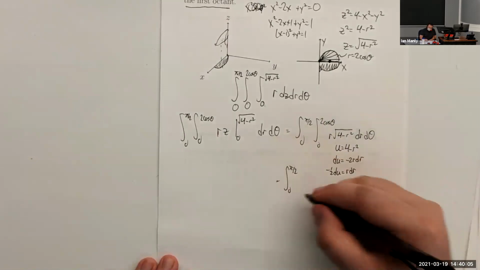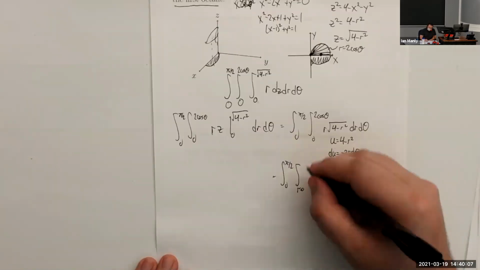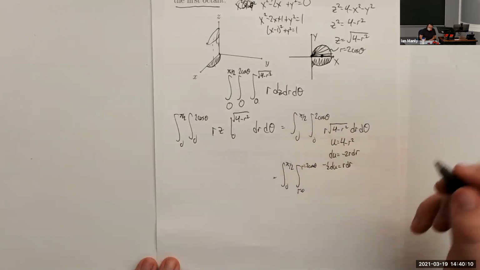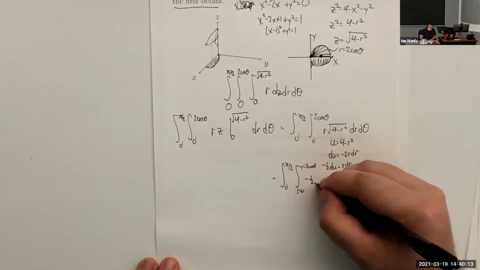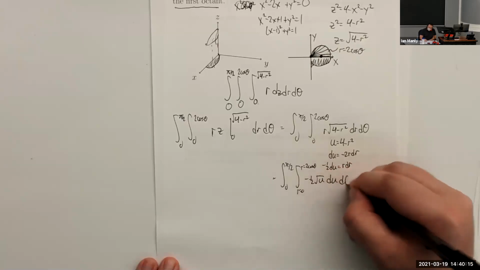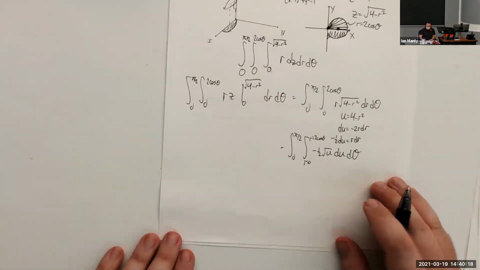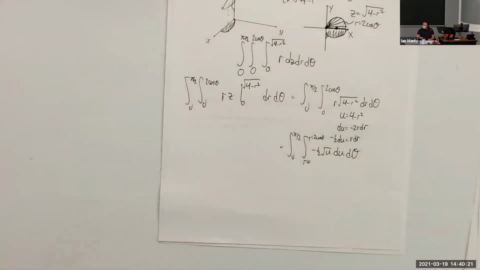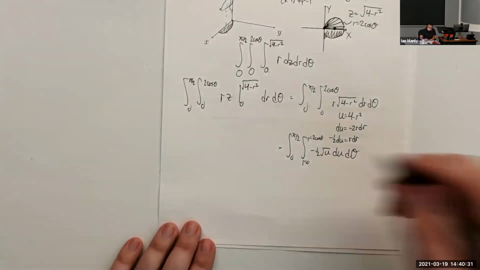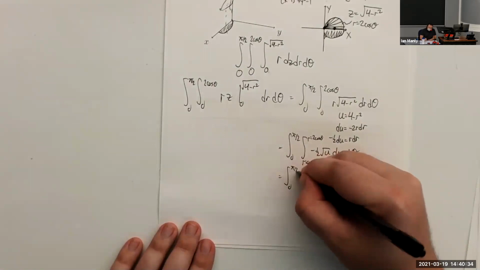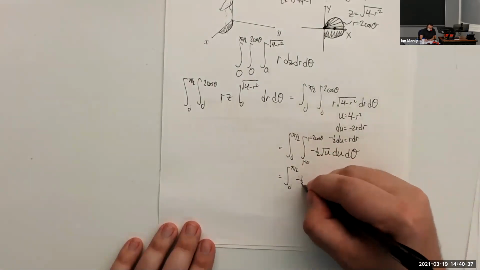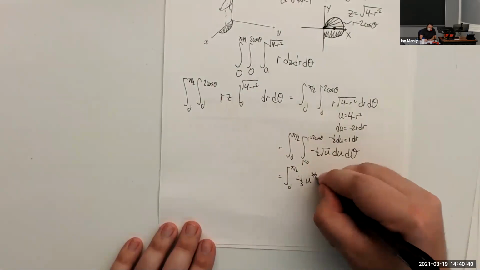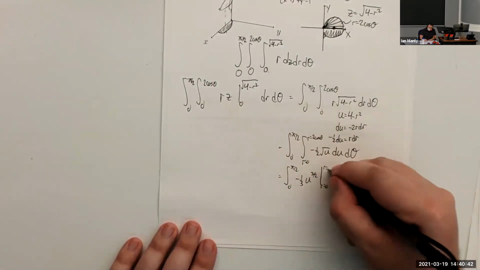So now what's my integral going to be? It's going to be negative 1/2 the square root of u du d theta. The integral of the square root of something is going to be that to the 3/2 times 1/3, which is 2/3. So when all is said and done, when we do this power rule, we're going to have -1/3 u to the 3/2 from r is 0 to r is 2 cosine theta.